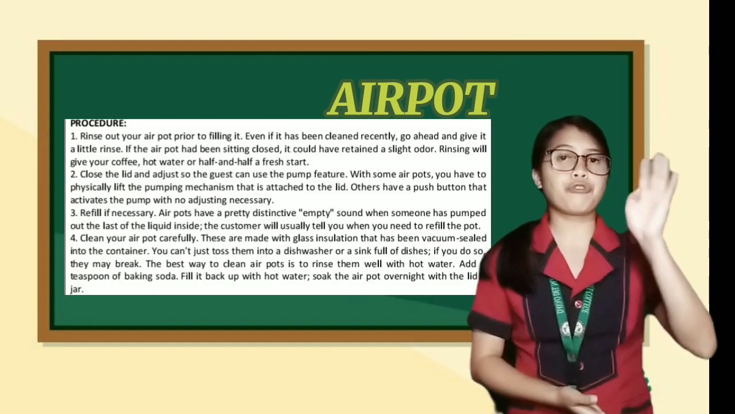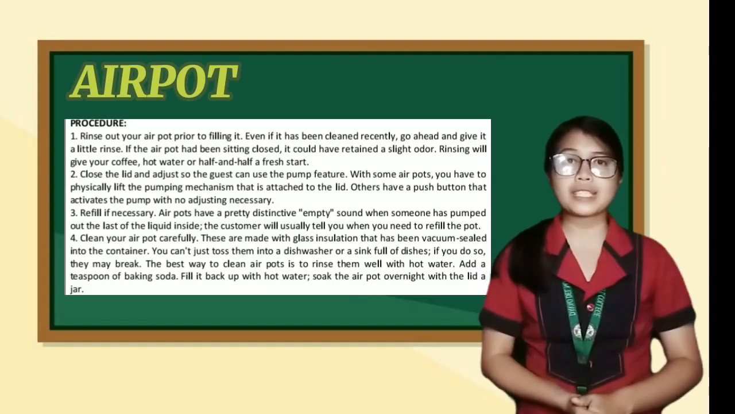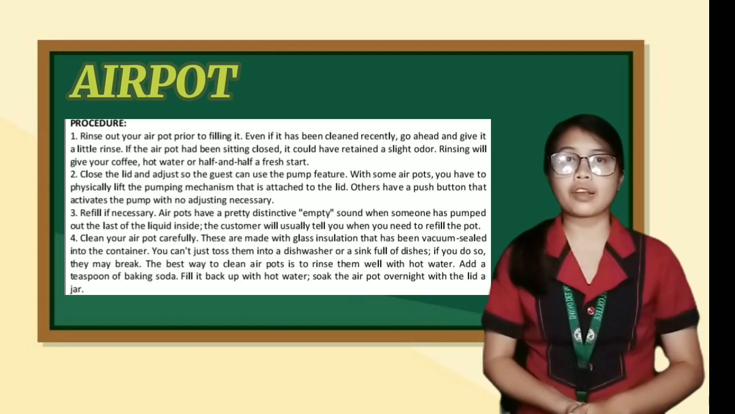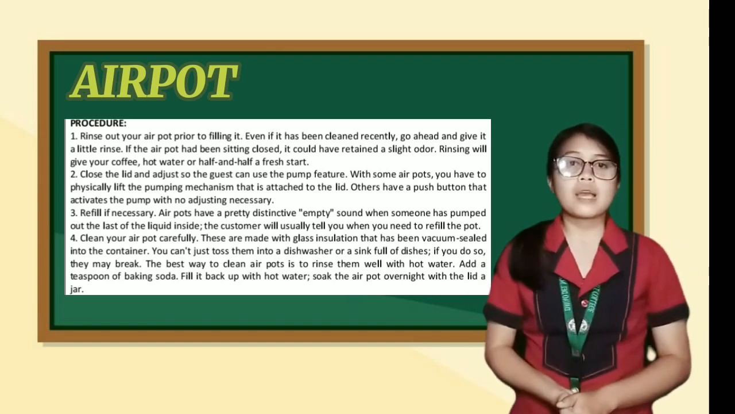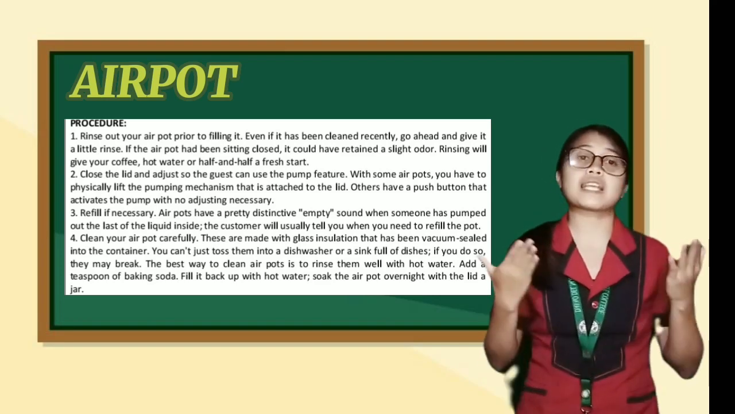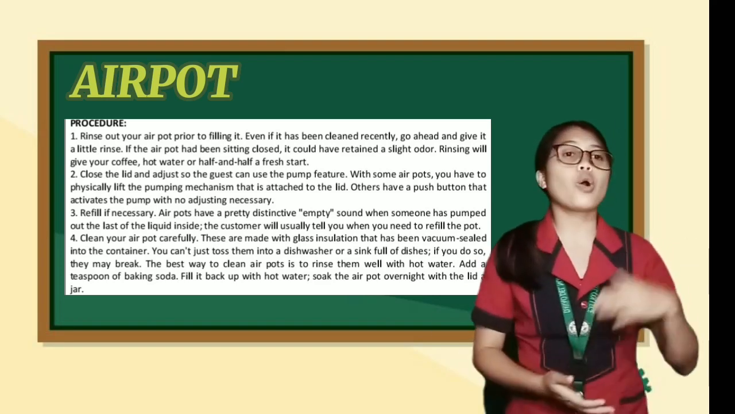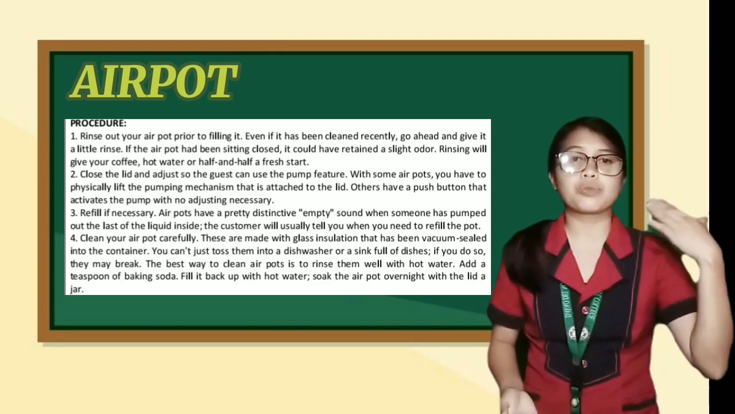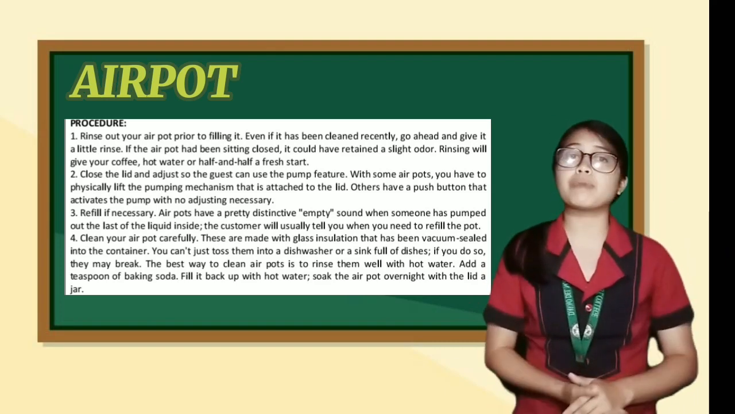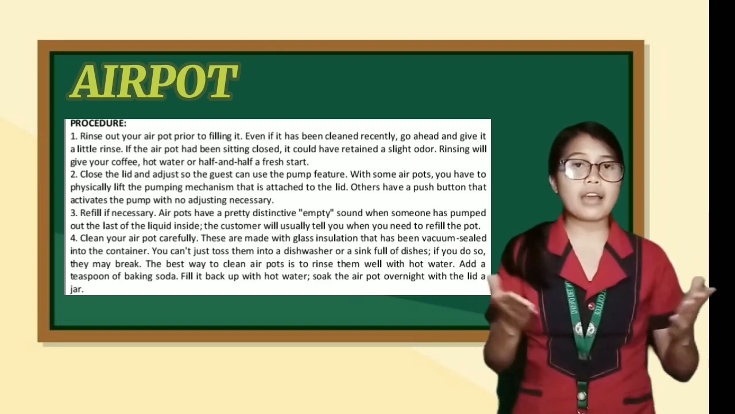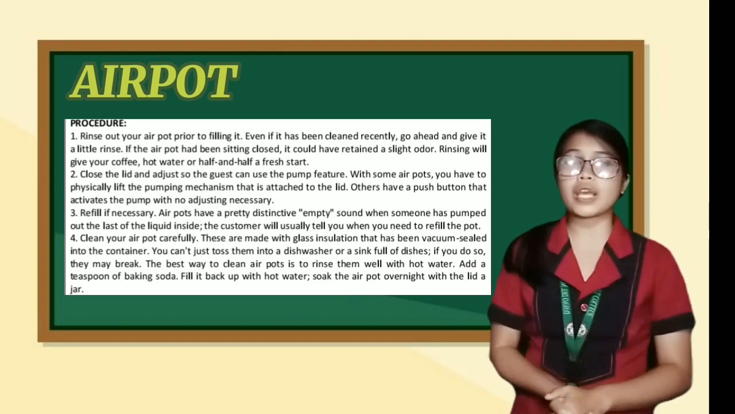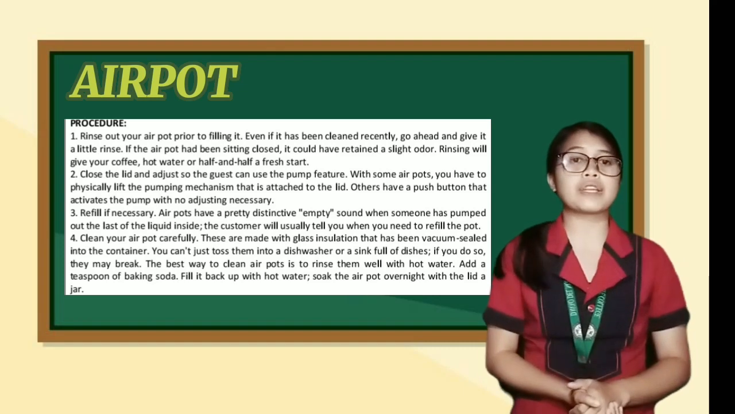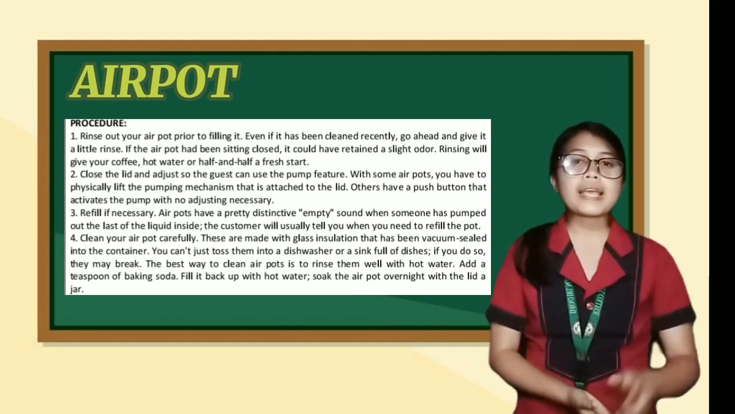So next we have the air pot. There are 4 procedures or 4 steps on how to operate an air pot. First, you have to rinse out your air pot prior to filling it. Even if it has been cleaned recently, go ahead and give it a little rinse. If the air pot has been sitting closed, it could have retained a slight odor. Rinsing will give your coffee, hot water, or half and half a fresh start.